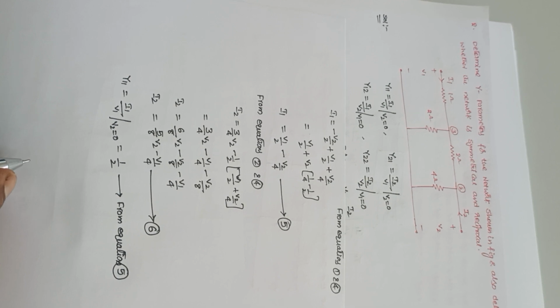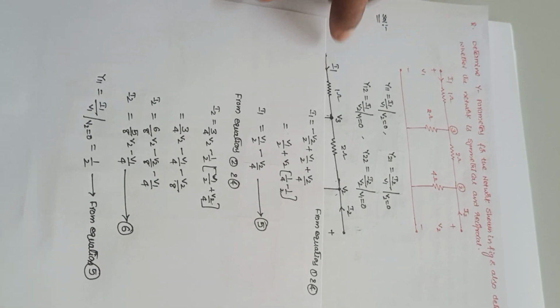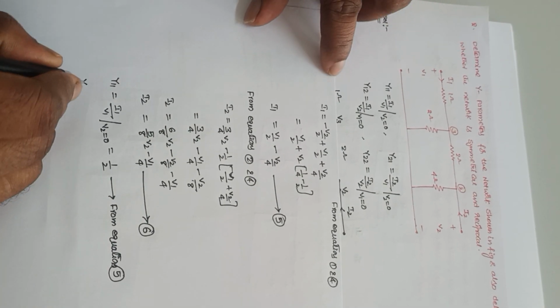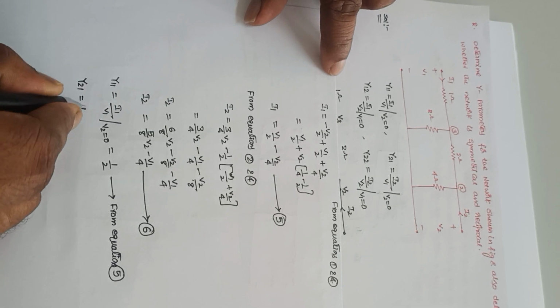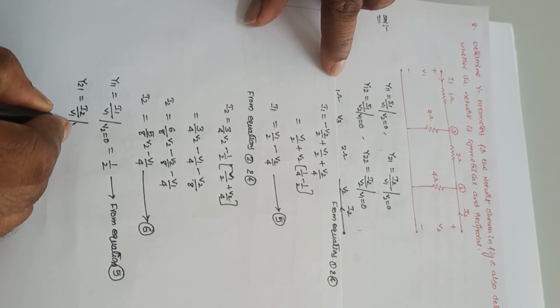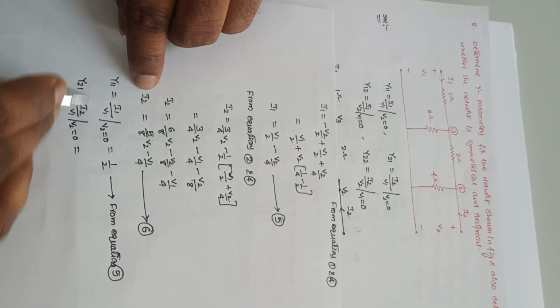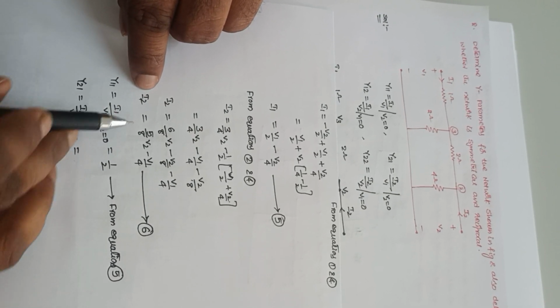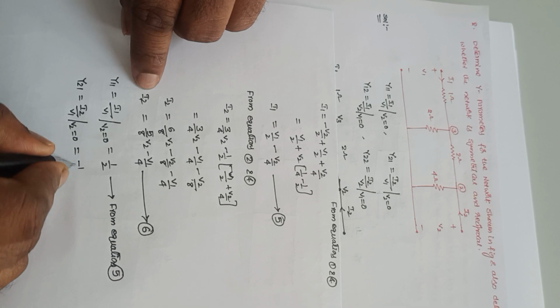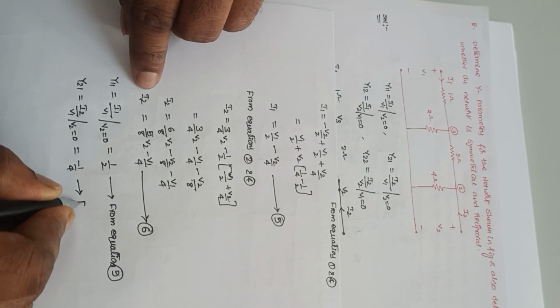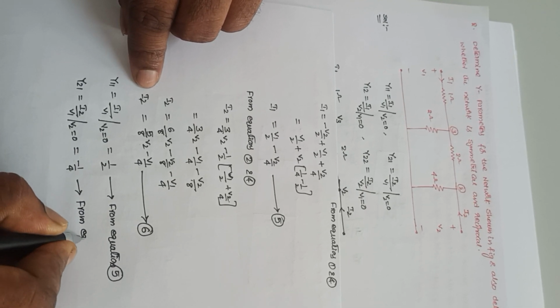Next, y21 is equal to I2 by V1 when V2 is equal to 0. I am using this expression now because it is I2 by V1 when V2 is equal to 0. It is minus 1 by 4, from equation 6.